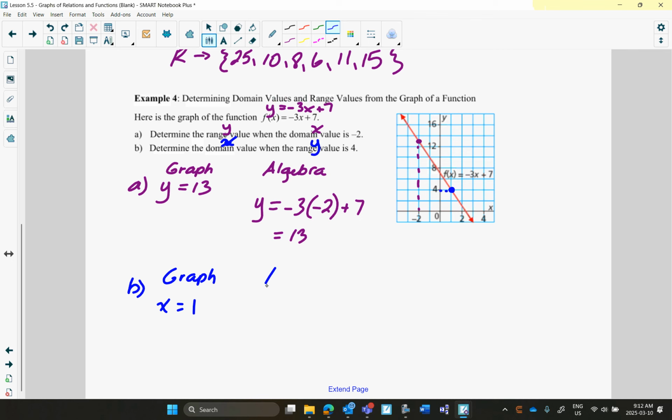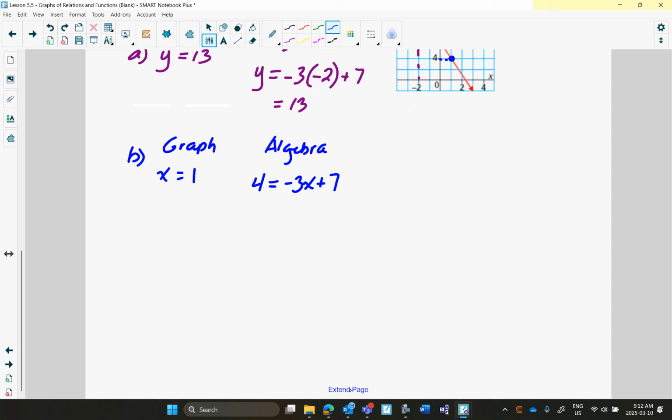We could still do it using algebra. This time you're told that the y is 4, and you've got to figure out what the x is. So your equation is going to look like that, and you've got to solve for x. So to do that, I'll leave the x over here, subtract 7 from both sides, and I get negative 3 equals negative 3x. Divide both sides by negative 3, and I get x equals 1. Matches up with what I did on the graph.